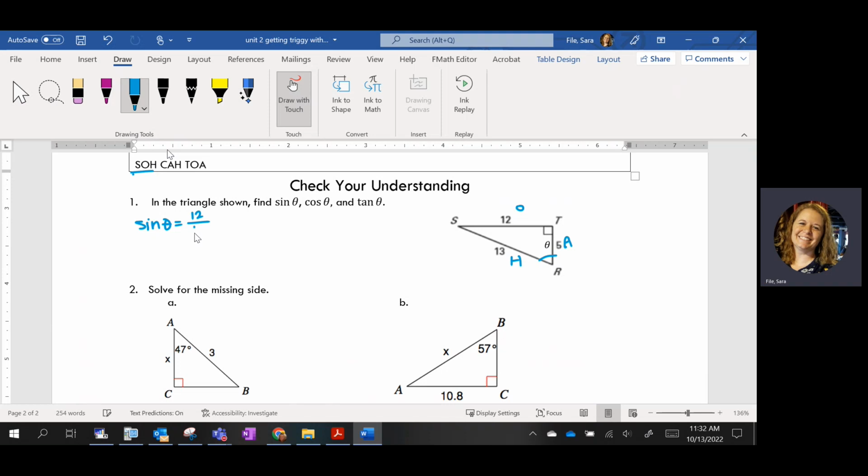Okay, so then cosine of theta. SOHCAHTOA tells us that cosine is A over H. So in this case, that is 5 over 13. And then tangent is O over A. So that is 12 over 5.